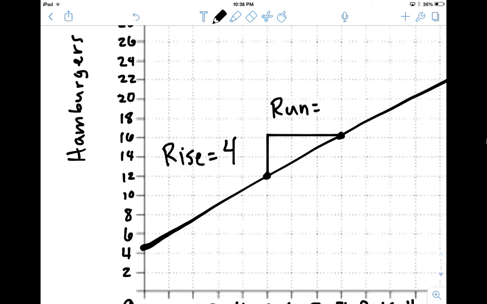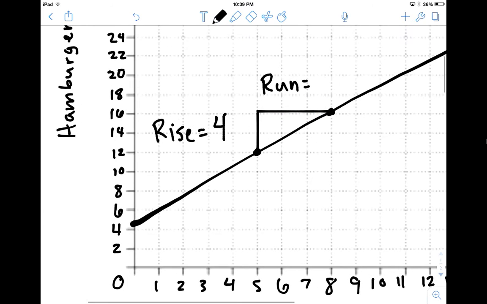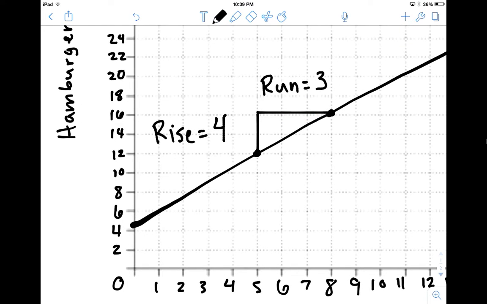Now my run, I can count again: 1, 2, 3 spaces to the right. I have to look down here and see that it goes from 5 to 8, so this is counted by ones. 1, 2, 3 spaces to the right. So I'm going to say that run is 3.